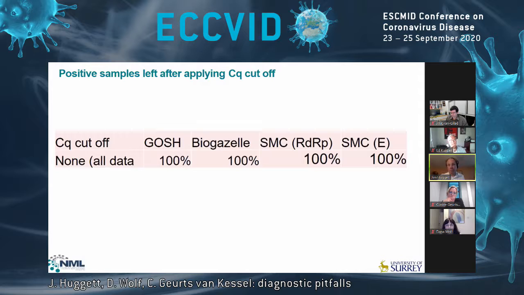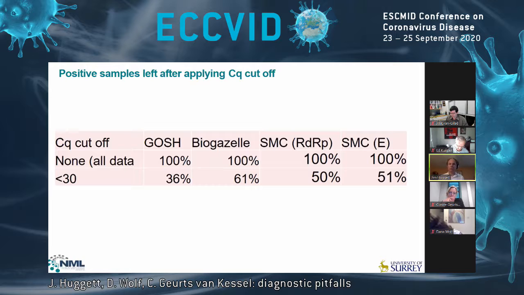But if we were to apply quantitative cutoffs just based on the cycle threshold or the quantification cycle, and we assume that the data sets have 100% of the positives they were called, where you have no cutoff, if you have a cutoff of less than 30, if anything that comes up after cycle 30 is not going to be considered positive, you now have 36% in the Great Ormond Street dataset that are positive, 61% in the Belgian dataset, and 50% in the 2 assays used in Korea. So just that cycle 30 cutoff is going to give you different numbers of patients that are considered positive.